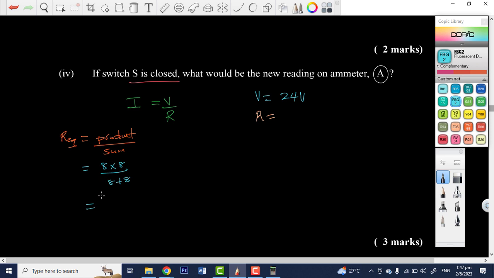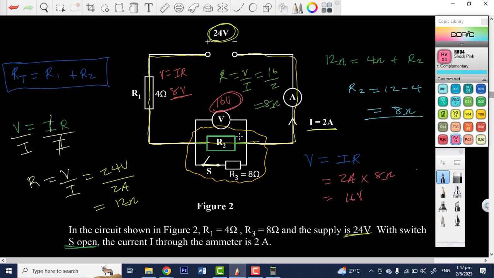So we have 8 times 8 divided by 8 plus 8. 8 times 8 gives 64, and 8 plus 8 gives 16. So 64 divided by 16 gives you what? 4, right? So this is 4 ohms. These two resistors in parallel provide an equivalent resistance of 4 ohms. So we could just take out those two resistors and replace them with one single resistor that has a resistance of 4 ohms, right?